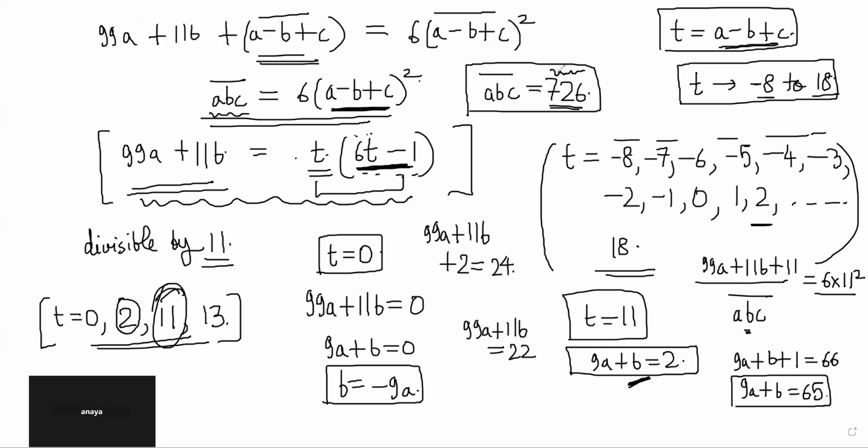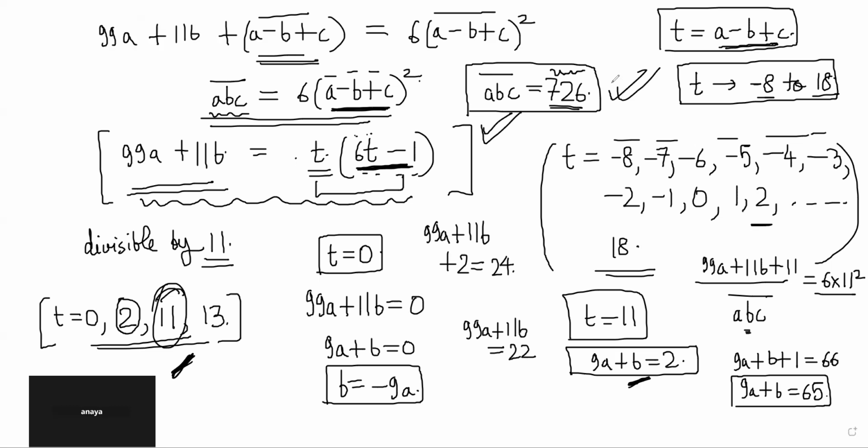726 fits the condition that a minus b plus c is 11, and it also satisfies everything else that we have seen so far. It's a three-digit number. It is divisible by 6. It is having sum of the digits 11, which is a valid answer. And we are able to see that it satisfies all the properties. So this is one answer.